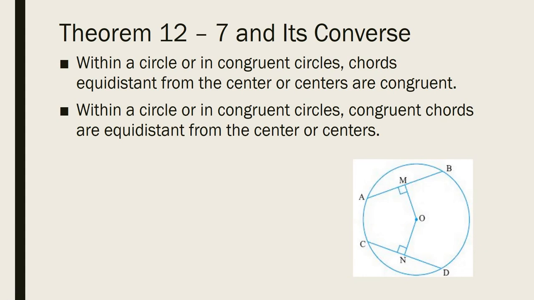12.7. I told you there was a lot of writing, a lot of theorems. Within a circle or in congruent circles, chords equidistant from the center, so distance is measured by a perpendicular. If these two are the same, then chord AB is congruent with chord CD. Now everything that we're writing here, and please do pause and take the time to write these down, everything that we're talking about is going to help us to find missing lengths in a diagram or in a circle. So let's look at one.